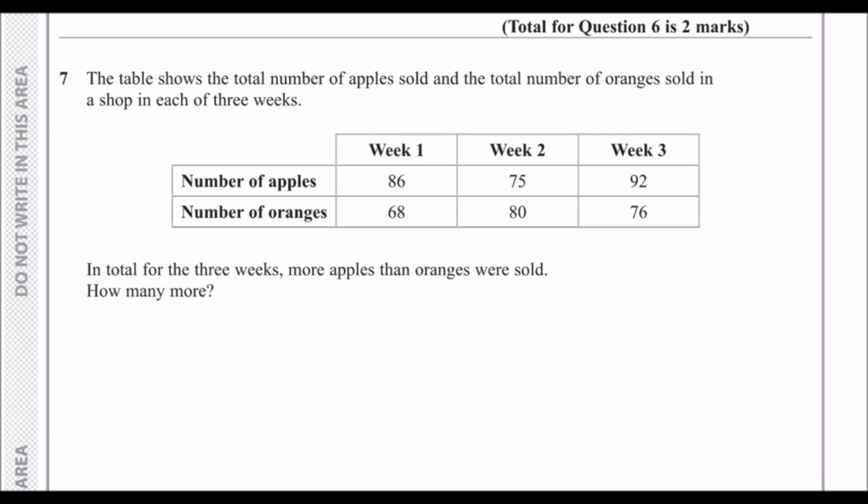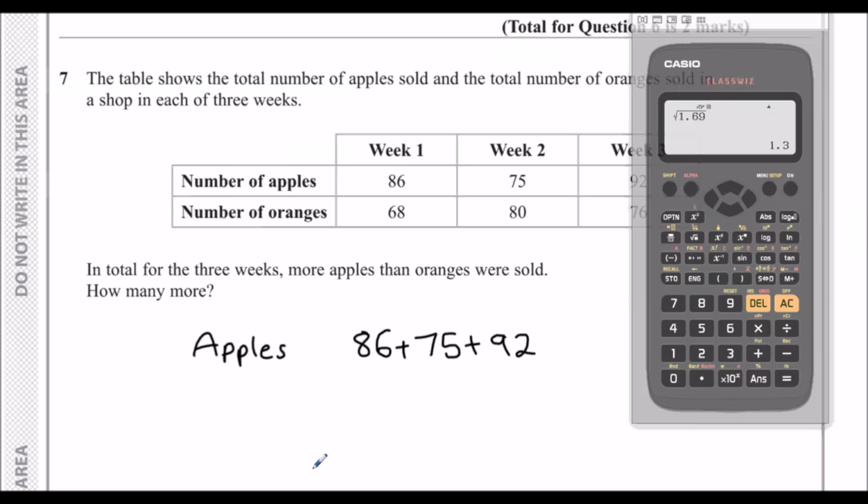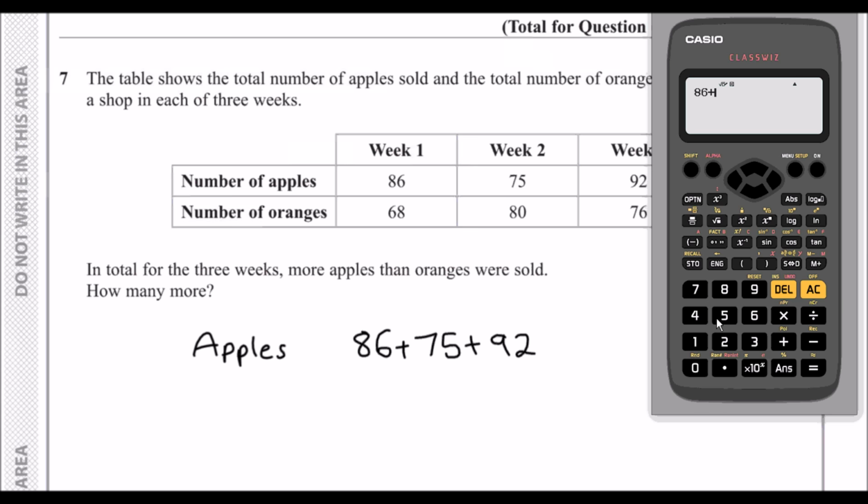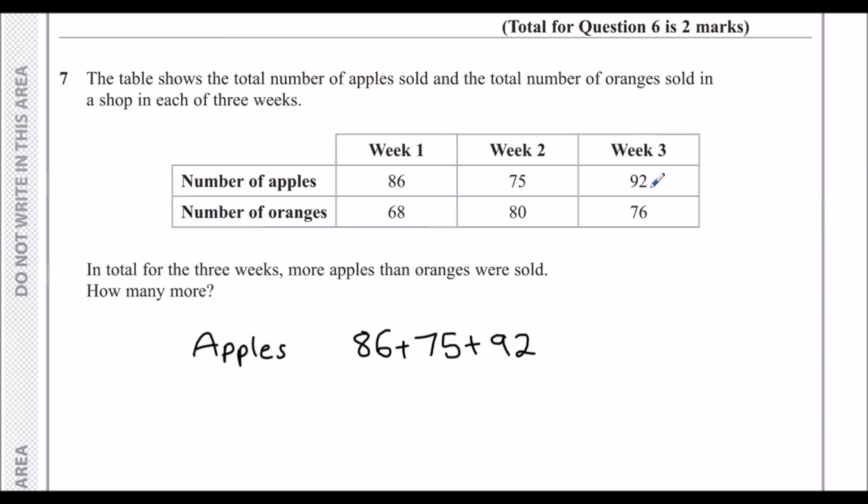Question 7. The table shows the total number of apples sold and the total number of oranges sold in a shop in each of 3 weeks. In total, for the 3 weeks, more apples than oranges were sold. How many more? So we can work out how many apples were sold by adding the apples together. So that's 86 in week 1, 75 in week 2, and 92 in week 3. So 86, 75, and 92 add up to make 253.